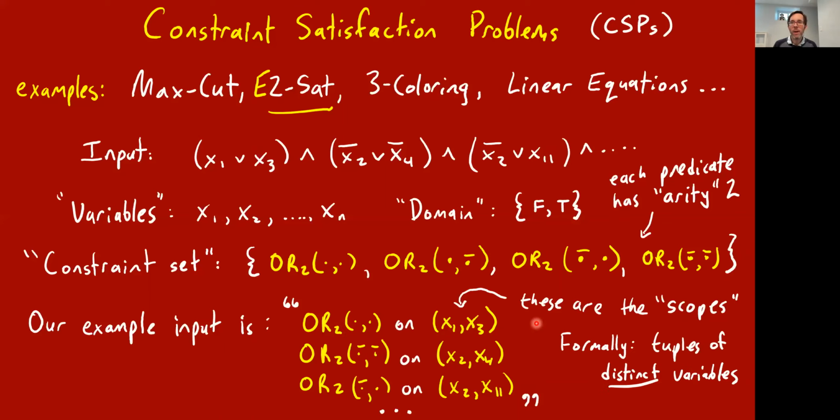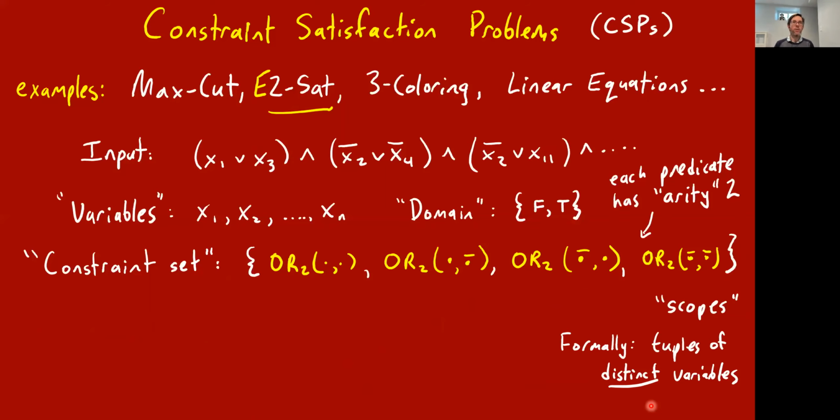And again, just as a minor point, in the formal definition of CSPs, the scopes are required to involve distinct variables, which is why, in E2SAT, you're only allowed to have ORs of 2 distinct literals. You can't do this trick of, oh, if you want to have the constraint x1, I'll just do OR of x1 and x1, because I want the scopes to be distinct variables.